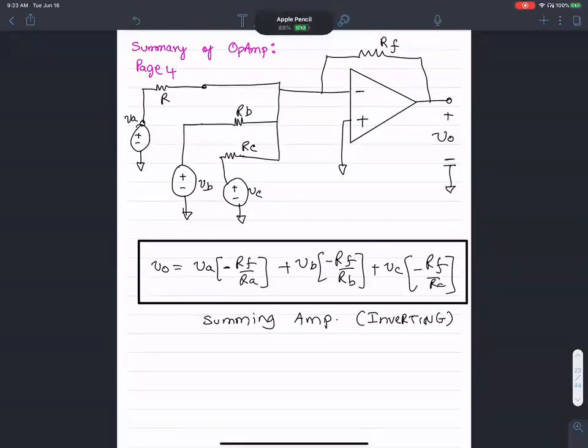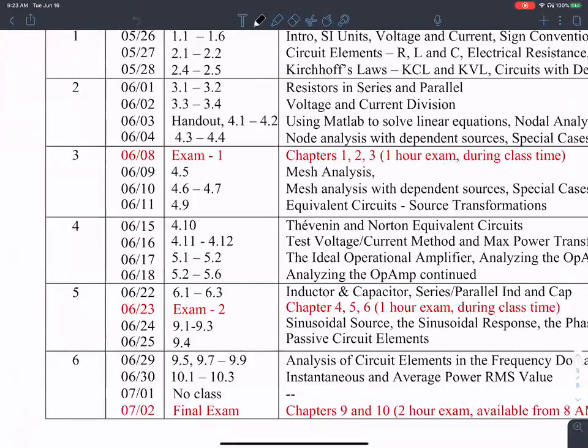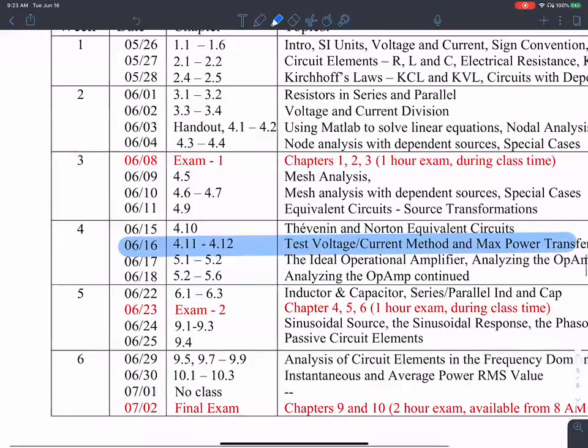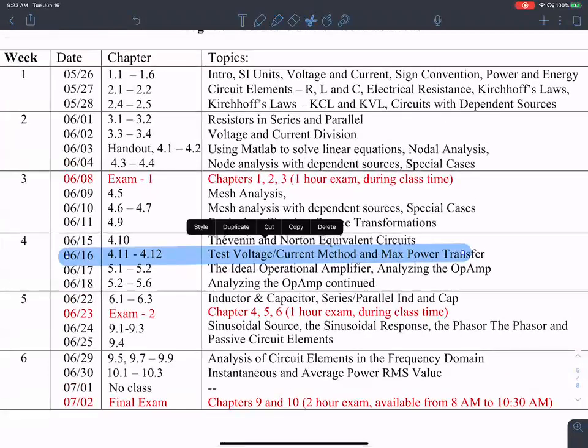We'll come back and do some more problems on op-amps, and let's see how we are doing with this syllabus really quickly. Today is the 16th. We should really have been working on the test voltage, test current method, which we happily completed a long time ago, and we are ahead. We are actually 2 classes ahead in op-amps, which is a good thing. It gives us enough time to work on some problems.